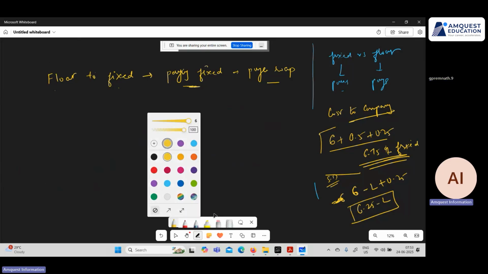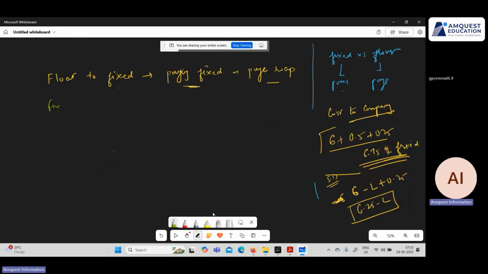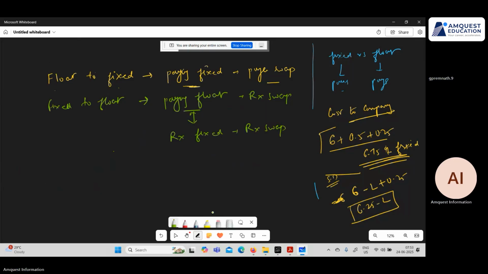When I'm converting my fixed to float, it means I am paying float. I am a receiver. Although it is as good as saying that I'm receiving fixed, and hence the name receiver swap. So in whatever way it helps you to remember. But sometimes, for receive fixed, it just doesn't fit in my brain.